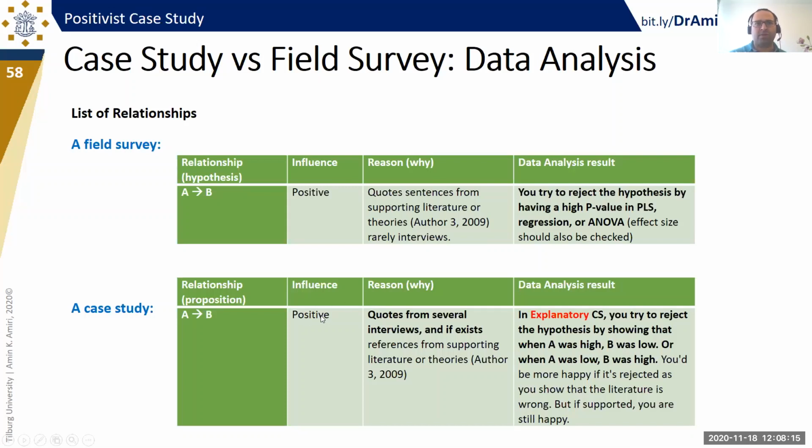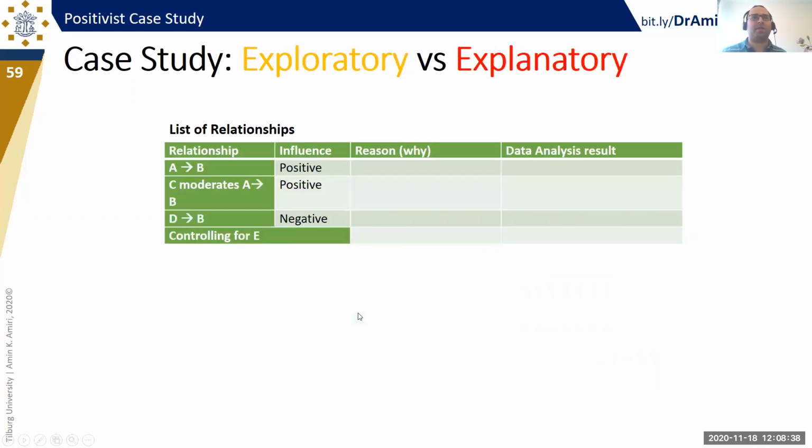Because it's a positive correlation, if A is high, B must be high, but in your data analysis, you have found that, oh, A is high, but B is low in one case. So then you would say that I reject this hypothesis. So that's the difference between the field survey, a questionnaire, and an interview, a case study.